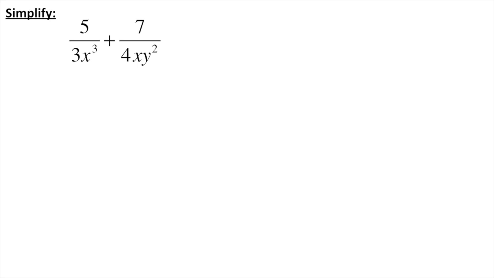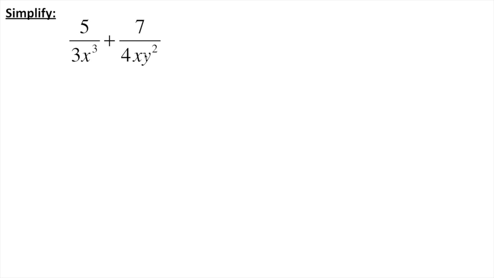We're wanting to add these two rational expressions together. When we're dealing with rational expressions, they follow the same rules as fractions. If I'm going to add two fractions together, they need to have the same denominator, the same on the bottom. Unfortunately, these two don't, which means we're going to have to find the lowest common denominator.